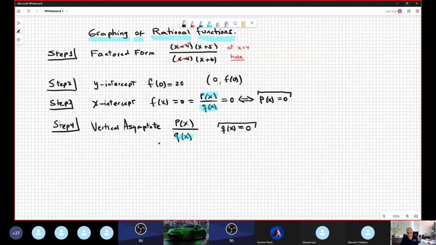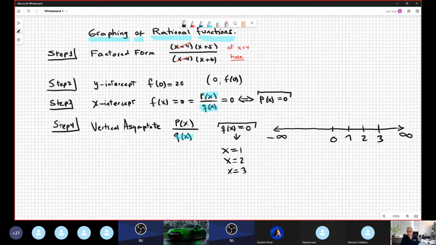In this moment, I highly recommend that you do a rough sketch by hand in which you have positive infinity, negative infinity, and the solutions of this equation. Suppose that I solve it, and you see in the example how you solve it, similar to the polynomial. Suppose x equals 1, x equals 2, x equals 3. So this is 0, this is 1, this is 2, and this is 3. We have 3 vertical asymptotes.